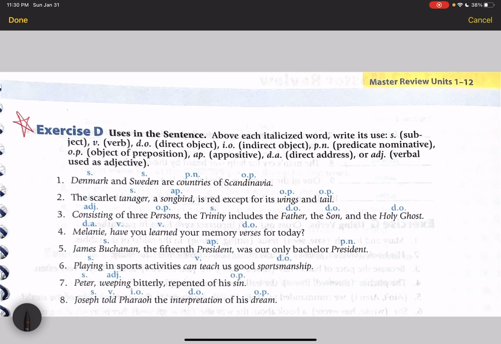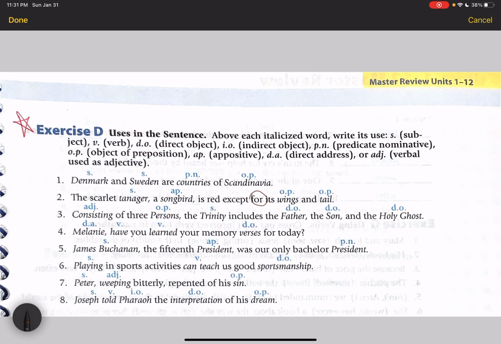Number 2, the scarlet tanager, a songbird, is red except for its wings and tail. Okay, we have more going on here. So again, our subject is tanager. Set off by commas, a songbird is the appositive. It's an appositive referring to tanager and describing it more. Is red except for its wings and tail. Wings and tail are both objects of the preposition except for here.